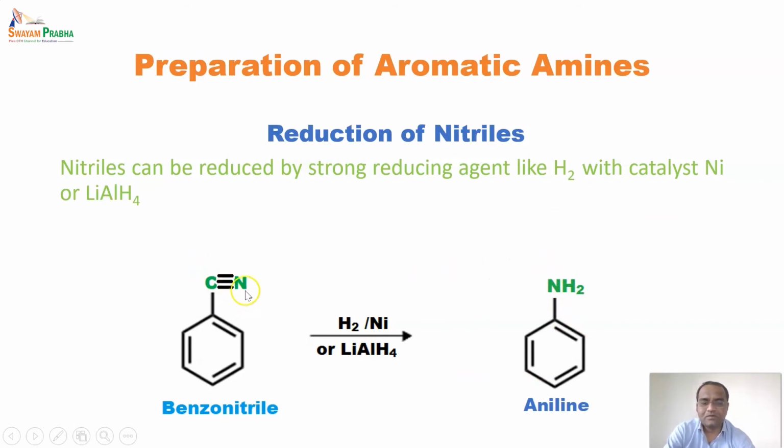Aniline, or the amino group, is formed when the cyano group is removed, or it can also be reduced by lithium aluminum hydride. Hydride means an H minus type of atom. It is given away by lithium aluminum hydride, due to which the cyano or nitrile is reduced.